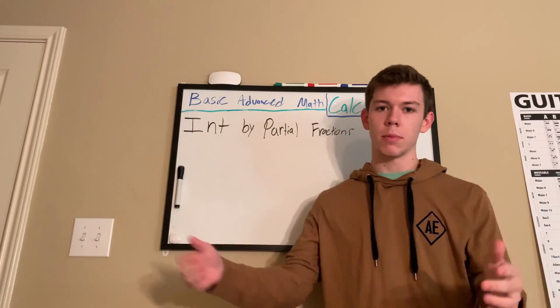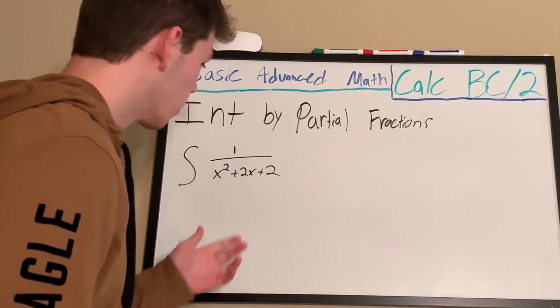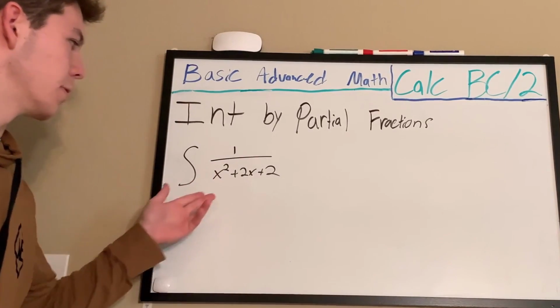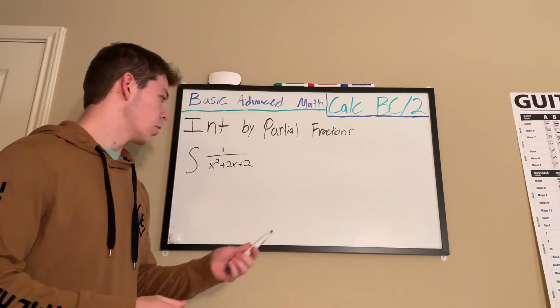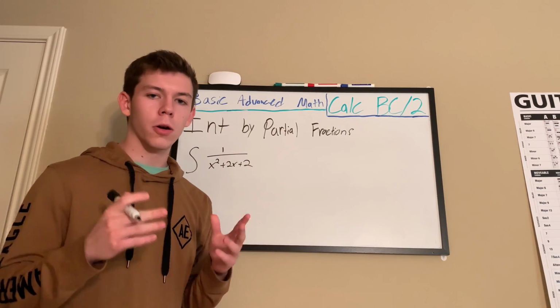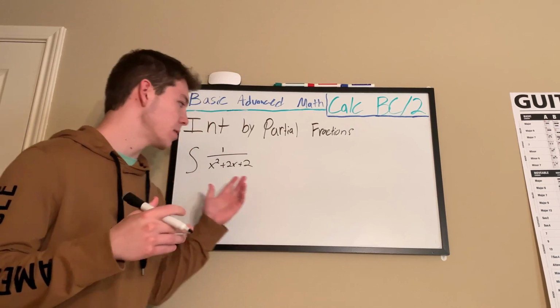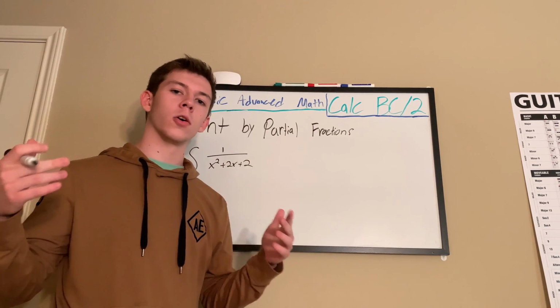Let's jump straight into an example. I'm going to show you how to do this, and we're going to kill it. So here's our equation. You can see it's the integral of this fraction right here. You probably don't know how to do this yet, and this is what we're going to get into. So how do we solve this? Our goal of partial fractions is to get this equation into something that we already know how to integrate.